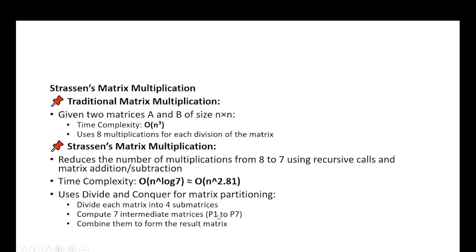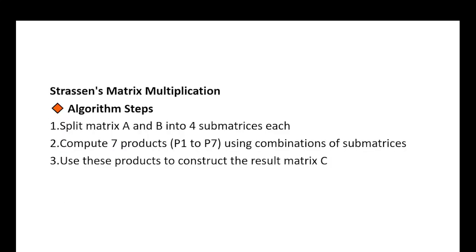So here we will divide each matrix into 4 submatrices. We compute 7 intermediate matrices, P1 to P7, and then we combine them to form the final result. Though it looks to be a minor change in the complexity, it is impacting it in a major way. We split matrix A and B into 4 submatrices each, and then we compute 7 products P1 to P7 using combinations of submatrices, and we use these products to construct the result matrix.